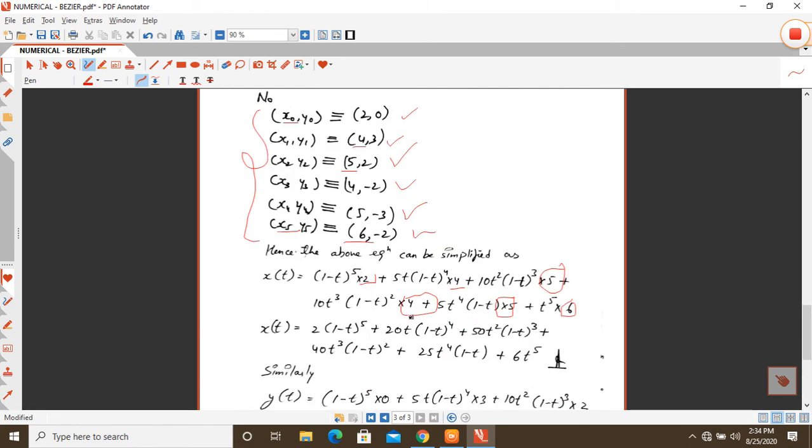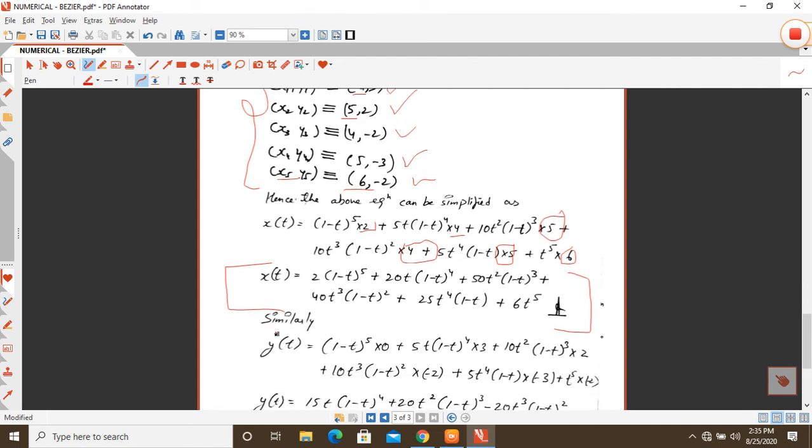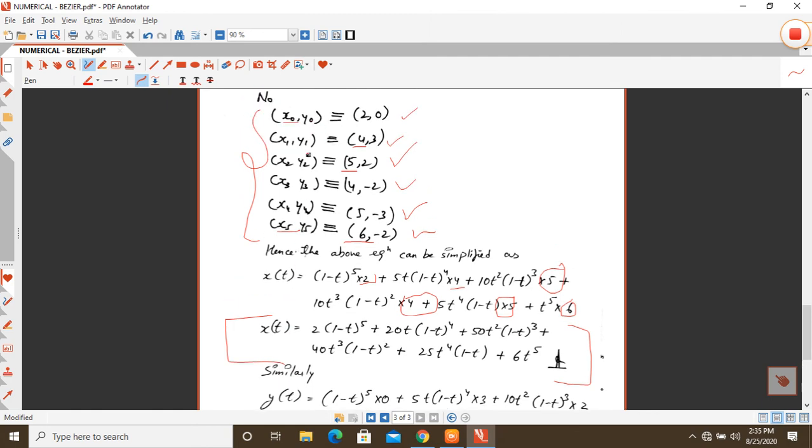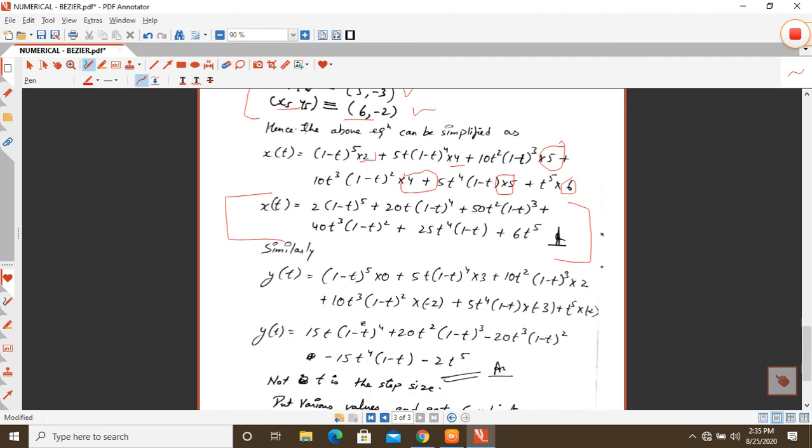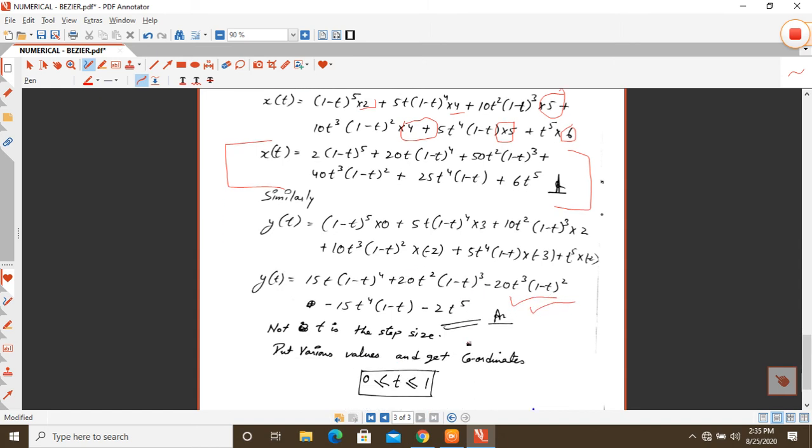Putting all these values and simplifying, finally we get 2(1 minus t)^5 plus 20t(1 minus t)^4 plus 50t^2(1 minus t)^3 plus 40t^3(1 minus t)^2 plus 25t^4(1 minus t) plus 6t^5. So on solving we get this equation, which is the desired equation of the Bezier curve for x coordinates. Similarly for y, we have y0, y1, y2, y3, y4, y5. Put all these values, simplify it, and you will get the desired equation.